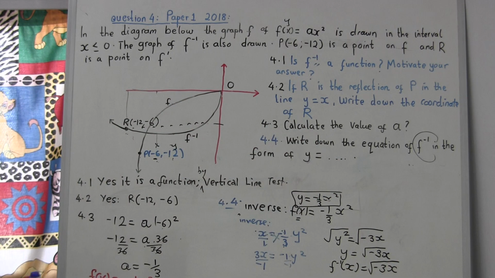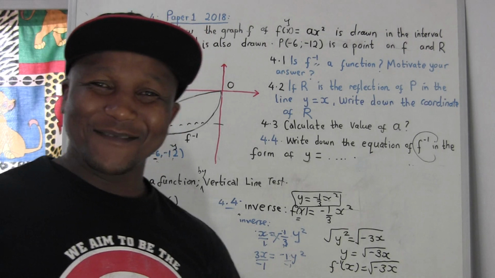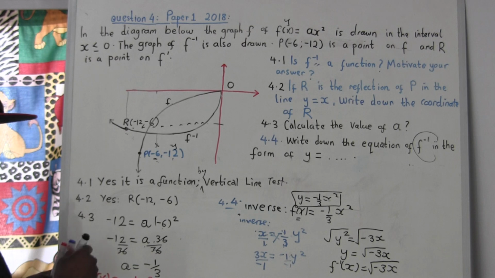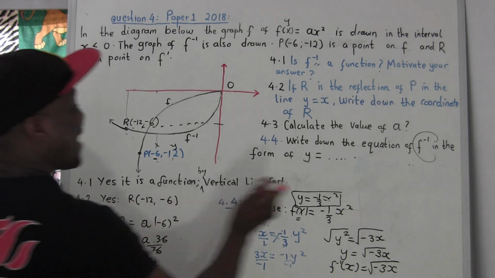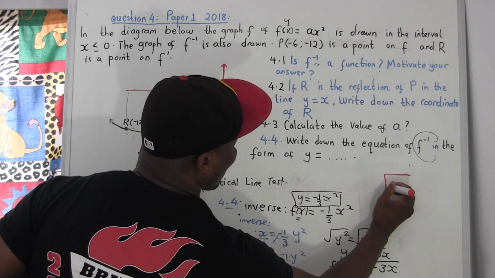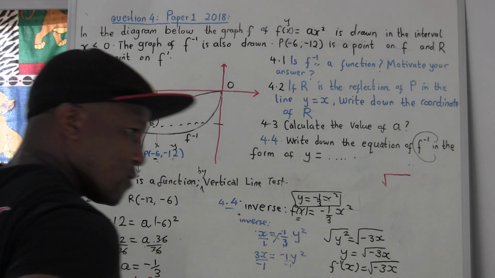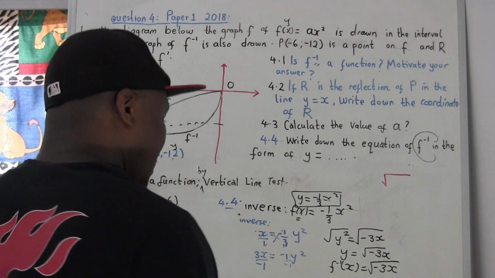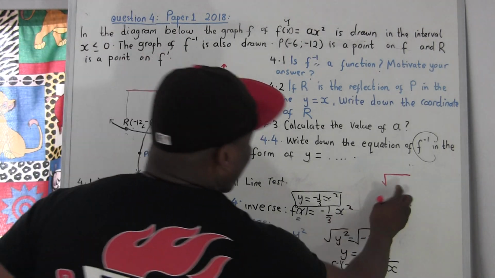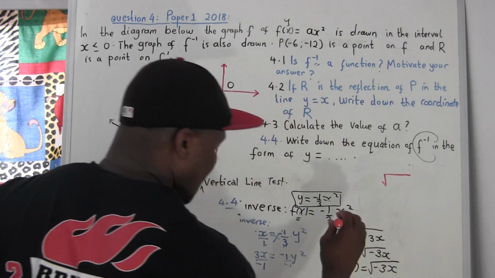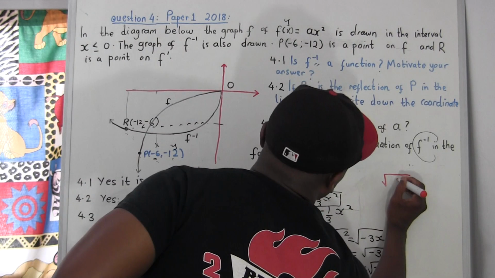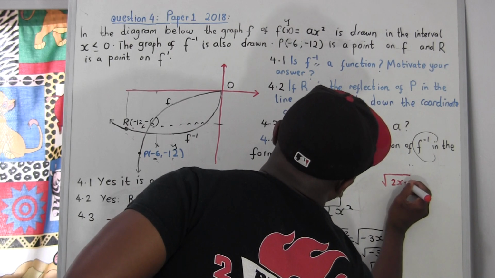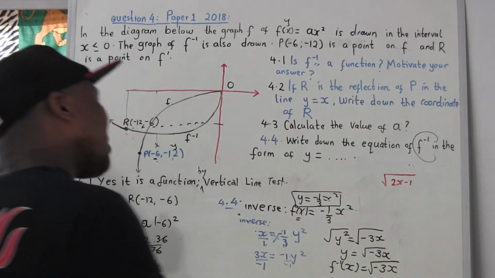But there is something here I want you to note. It's very, very important. I have to give you a condition. Look, whenever you have a square root of anything, let's say 2x minus 1, so I got the equation.